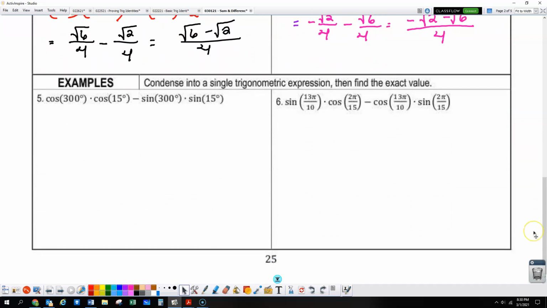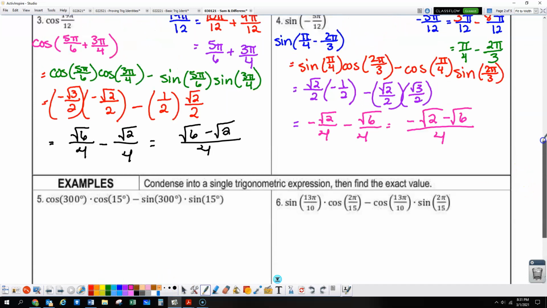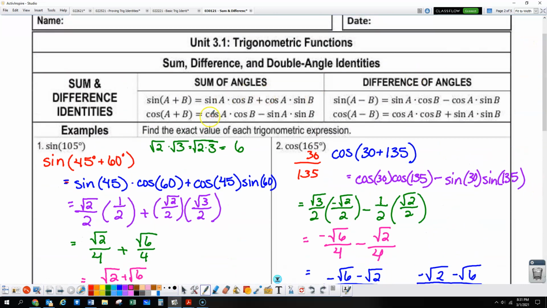All right, number 5. We're going to condense into a single trigonometric expression, then find the exact value. So these are pretty straightforward. If you look, I have cosine, cosine minus sine, sine. This is sine, cosine, that's not it. Cosine, cosine minus sine, sine.